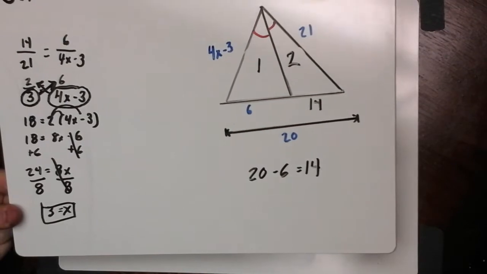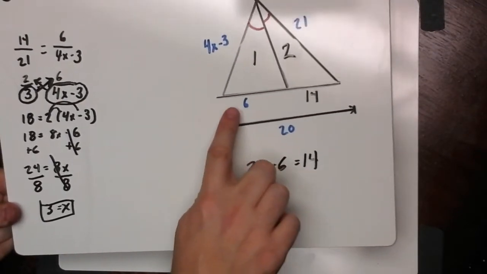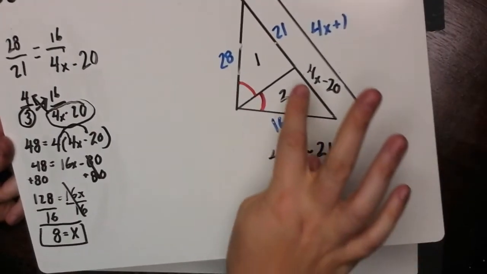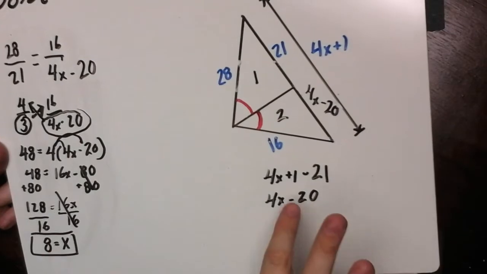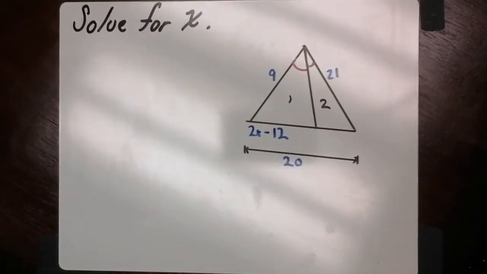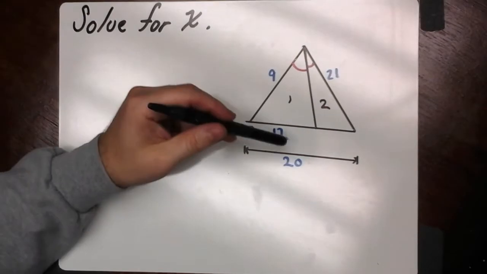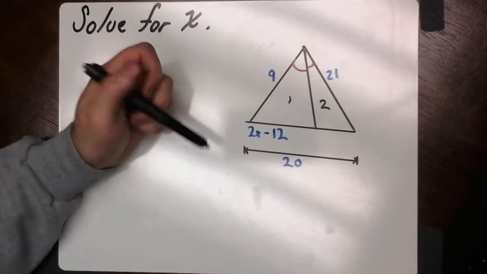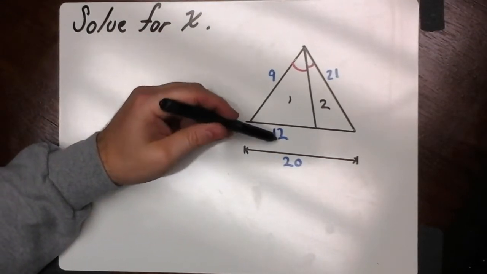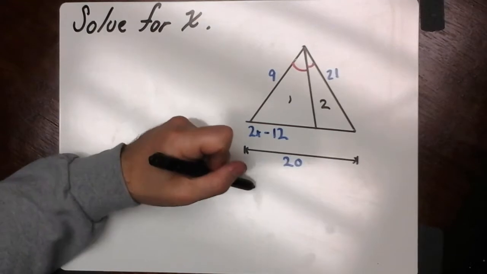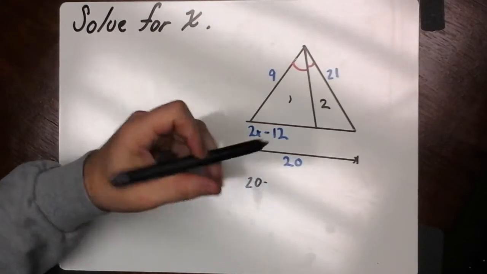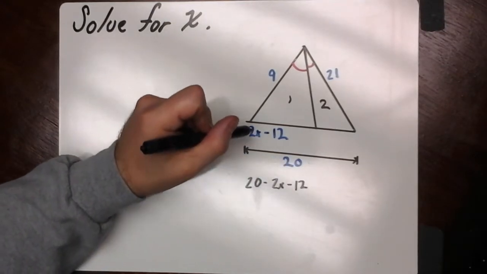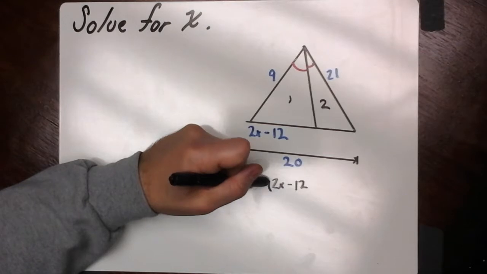On this one, I did 20 minus 6 to get 14. On this one, I did 21 minus 4x plus 1 to get 20. On this one, I'm going to have to do 20 minus 2x minus 12. And there are some minor details there, so understand what I'm doing. I am subtracting this entire expression from that 20. So I'm going to say 20 minus 2x minus 12, but I'm subtracting that entire expression, so I have to put parentheses around it.